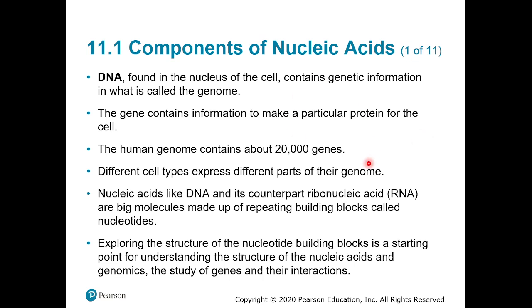The human genome contains about 20,000 genes. Your different cell types are going to express different parts of their genome. And so when you're looking at a body, what you're going to see is that your DNA has different parts of it that it's going to use depending on what cell you're looking at. Okay? And so we express different parts of the genome.